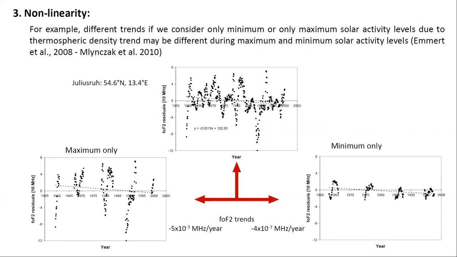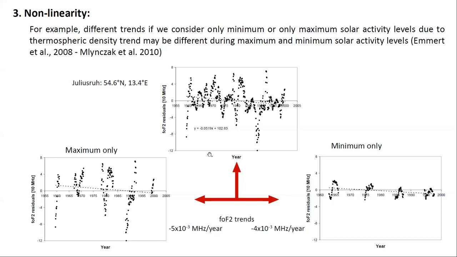And let's move now to the nonlinearity problem. The factor responsible for the trend in the ionosphere, whichever it may be, may not act with the same intensity along the solar cycle, and that will be a problem for us. In fact, some papers have shown that there is a solar cycle dependence of the thermosphere response to the radiative cooling of the greenhouse gases. And an example is here.